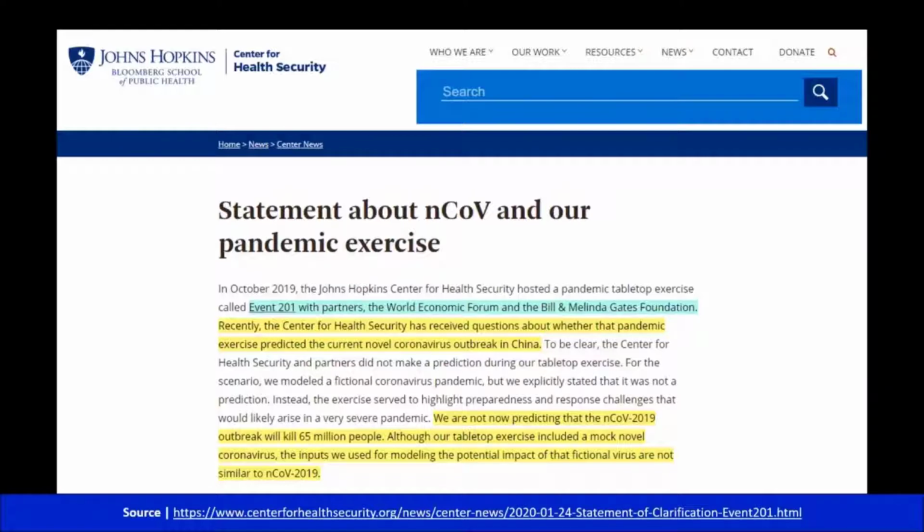So yeah, we had a pandemic exercise. Yeah, it was in 2019 in October. Yes, Bill Gates and the World Economic Forum was there. And yes, it was a new type of coronavirus, but it was different than the one we have today. Do you know how sketchy that sounds? And you wonder why people look at this and like, yeah, you wonder why there's debate on whether they're going to take the vaccine or not going to take the vaccine.